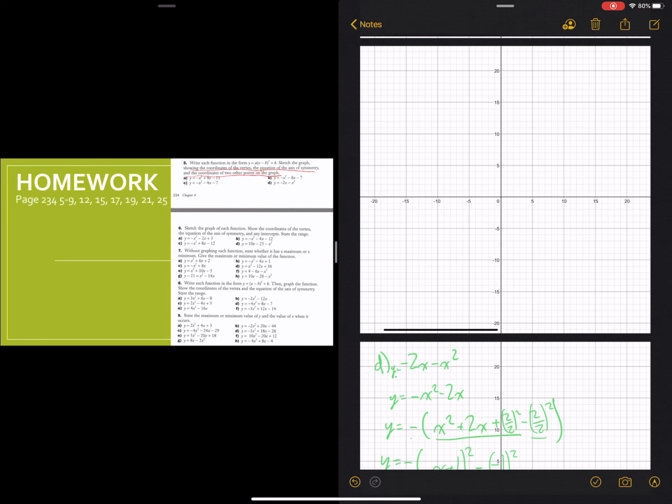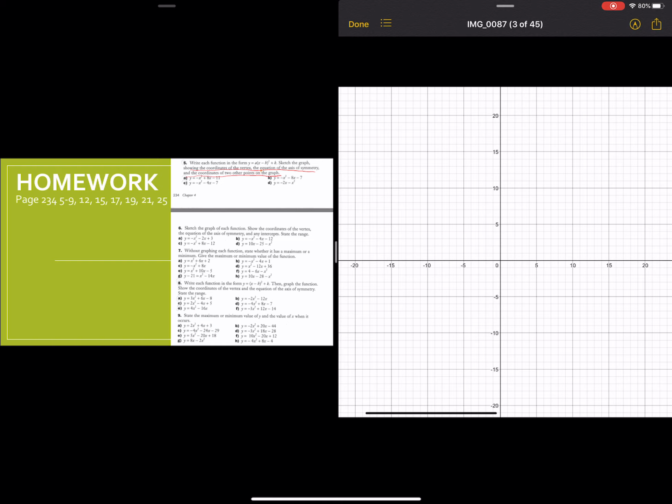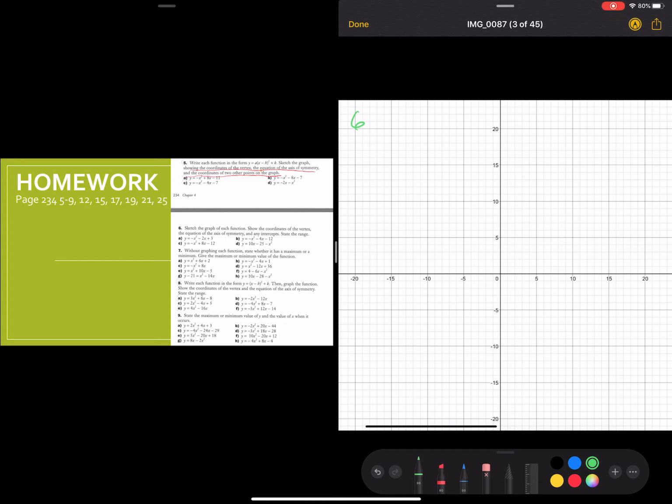Question 6. Let's look at it: sketch the graph of each function, show the coordinates of the vertex, the equation of the axis of symmetry, and any intercepts.